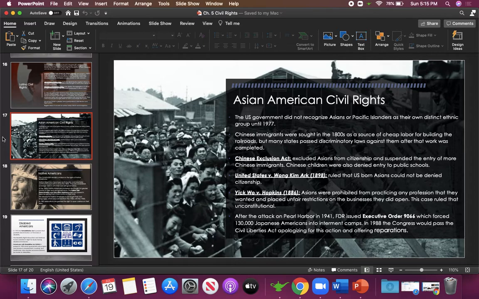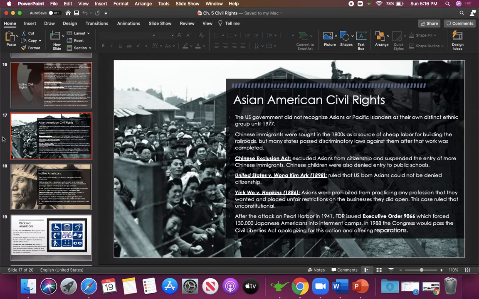But Chinese immigrants were the first immigrants to come to the United States. They came here just like everybody else for opportunity, and they became a source of cheap labor for building the railroads. But as more and more Asians start coming to the United States, many states start passing discriminatory laws against Asians. The Chinese Exclusion Act actually prevents people of Asian descent from being eligible for citizenship. It limited the amount of Asians that could come into the country, established that they could not be granted citizenship regardless of how long they had been here, and then denied the integration of Asian children into public schools.